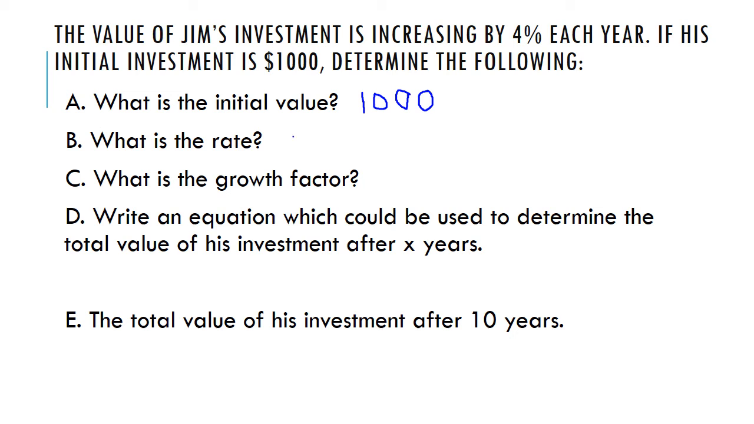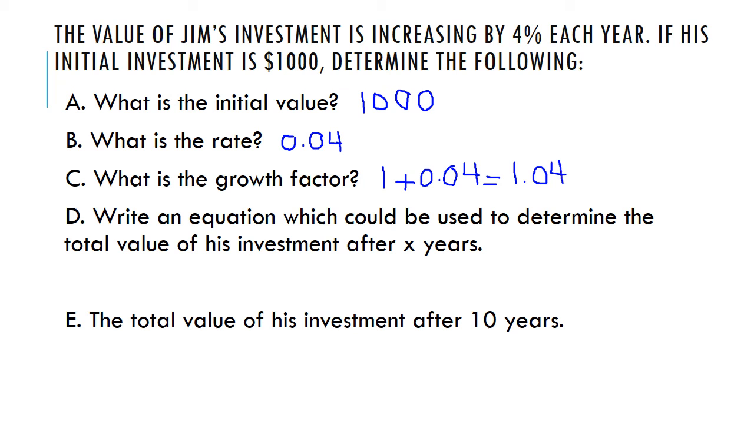And the rate in this case is going to be 0.04 because we're changing the percent into a value. To change the percent into a value, all you need to do is divide 4 by 100, because we have 4%. 4 divided by 100 is 0.04. What is the growth factor? The growth factor, as we said, when we have a rate, is 1 plus r, or 1 plus 0.04, which is going to be 1.04.